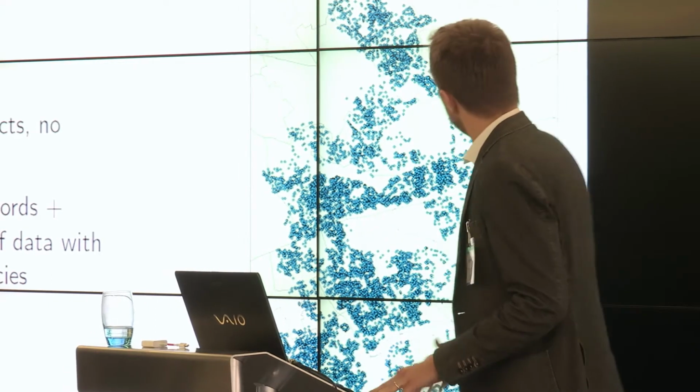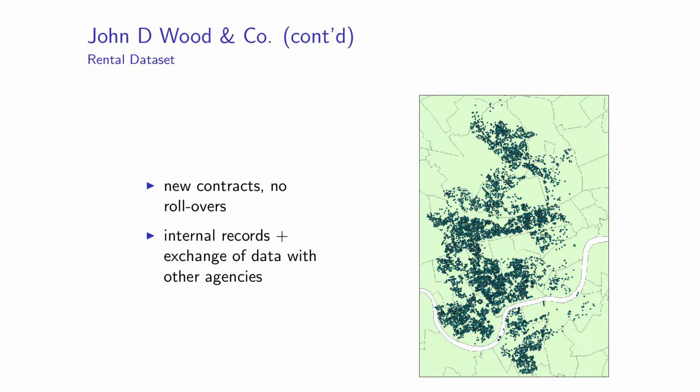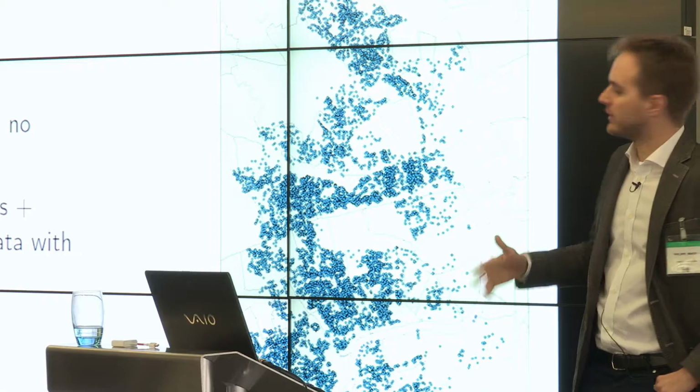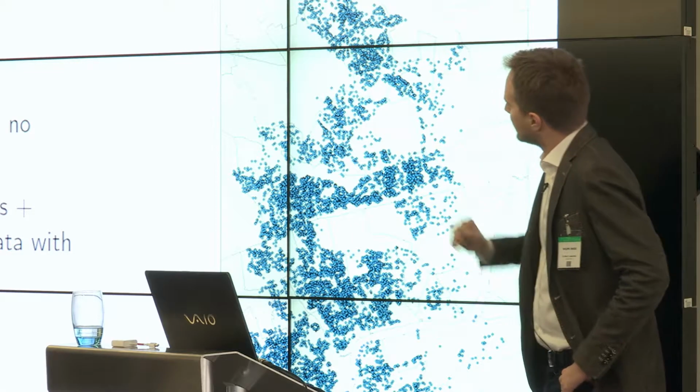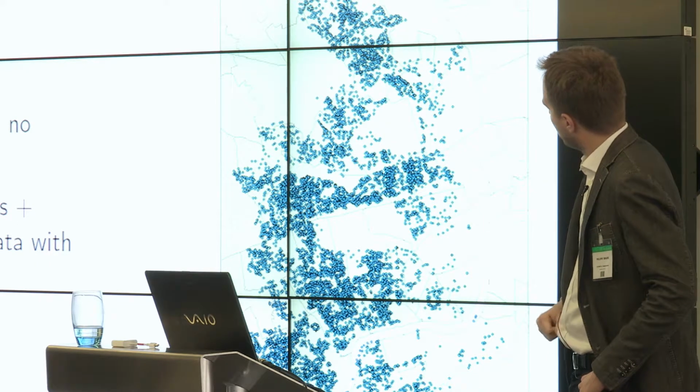So this is a map of the rents they have in their data set. They only have new contracts, so that potentially is sometimes a problem, not for my research, because clearly they only have data on rental contracts that go through real estate agents. So if you renew your contract, it won't be in the system. They own rental contracts, and also data from other agencies.